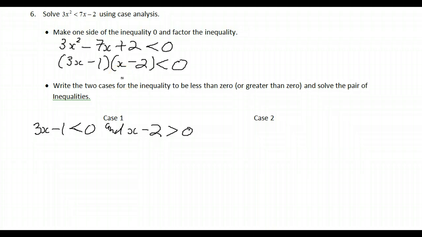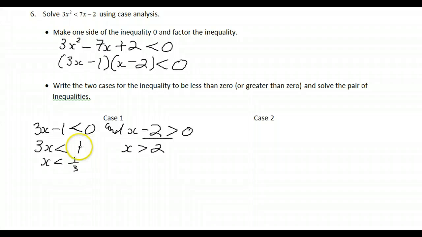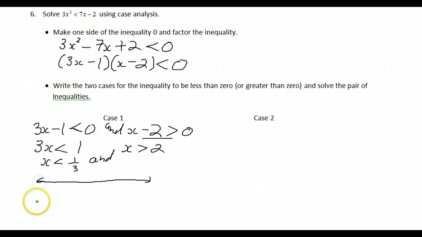Let's solve these inequalities. So 3x is less than 1 and x is less than 1/3. And over here, x minus 2 is greater than 0, x is greater than 2. So what we want to do is we say, well, x is less than 1/3 and, right? It has to be at the same time. x has to be less than 1/3 and at the same time greater than 2. That might not work out so well. Let's take a look.